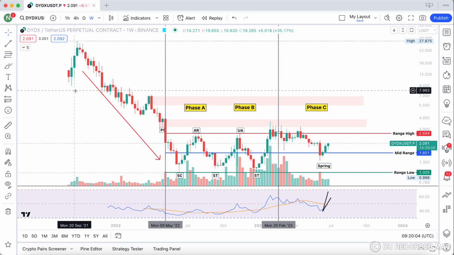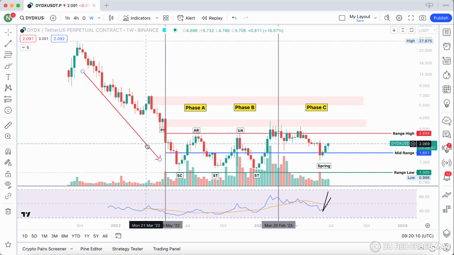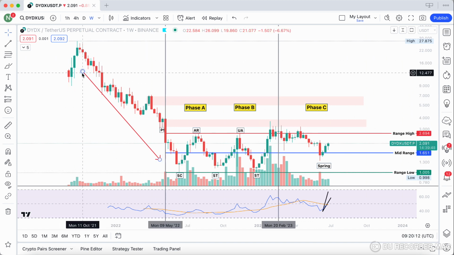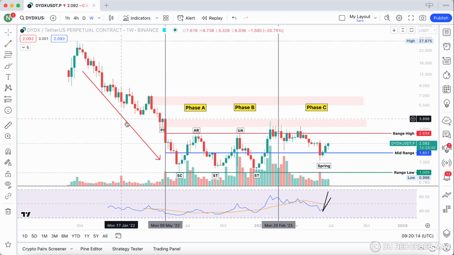You can see that since September of 21, the bear market, DYDX has been in a markdown phase. You can see a pretty severe downtrend, and this downtrend comes to what is called a selling climax. It is an event. Well, this was probably initiated by the FTX scandal. I'm not sure. I need to check.